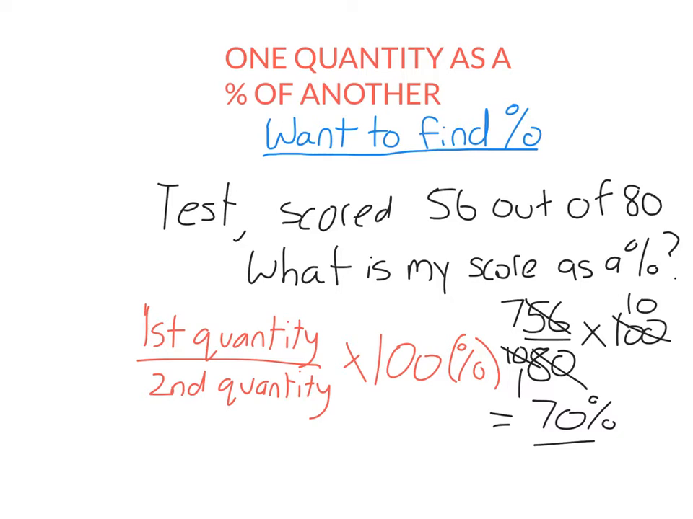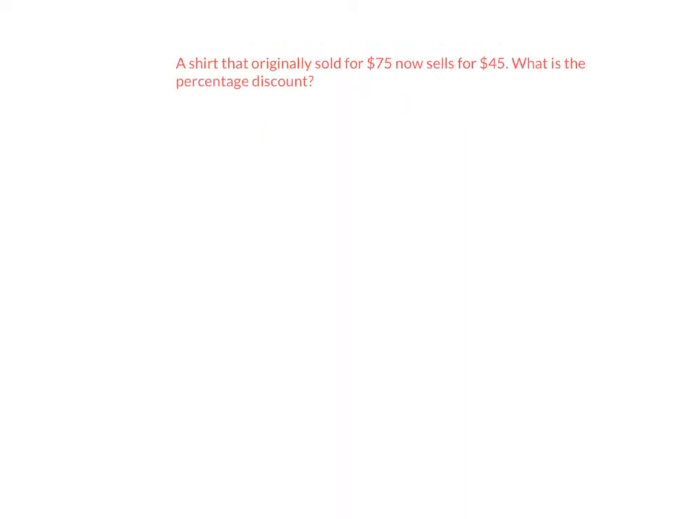So we're going to now look at using this in financial maths to calculate percentage change. I've got this question here. A shirt originally sold for $75, now sells for $45, and we're going to calculate the percentage discount. Clearly, if it was $75 and is now $45, the discount amount is $30. If you saw that at a shop, the tag would say you saved $30. So now we just have to figure out what $30 is as a percent of $75.